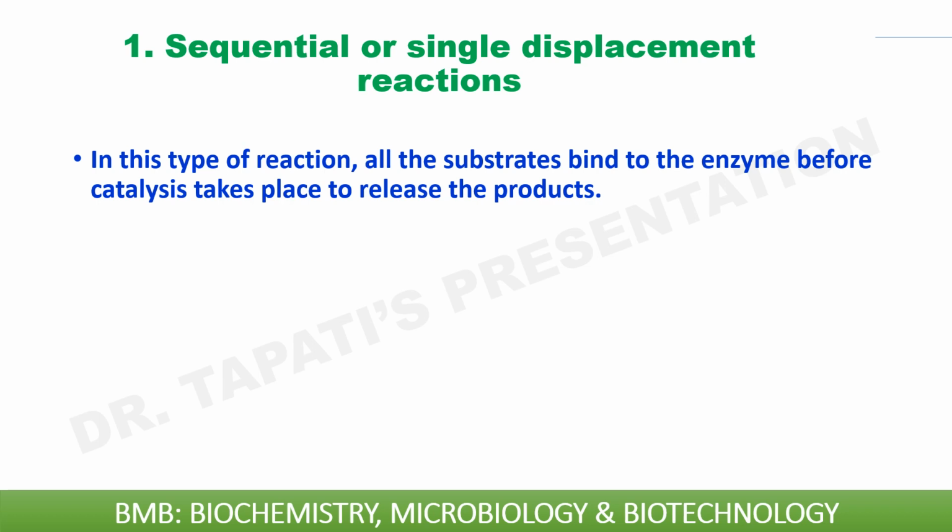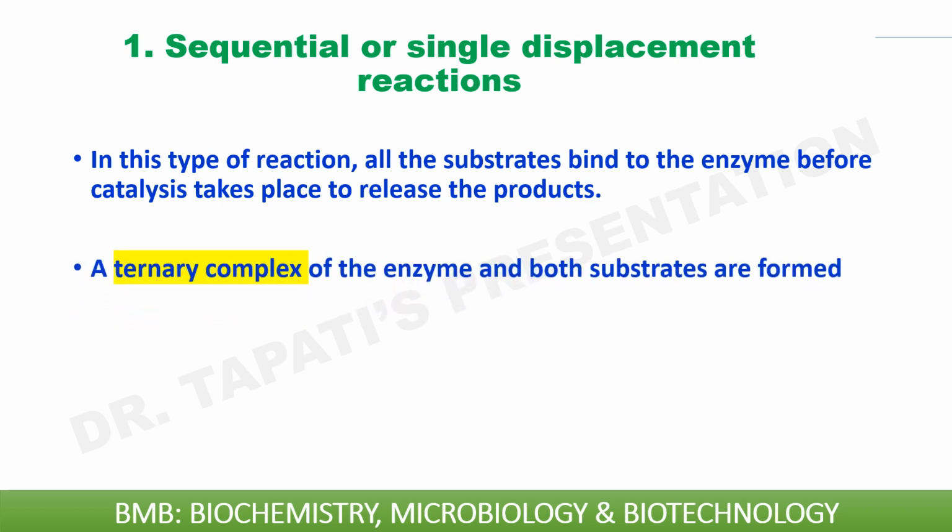In this type of reaction, all the substrates bind to the enzyme before catalysis takes place to release the product. So in this case, first of all the substrates will bind to the enzyme and after that, one by one, the products are released. In that case, a ternary complex of the enzyme and both substrates is formed.